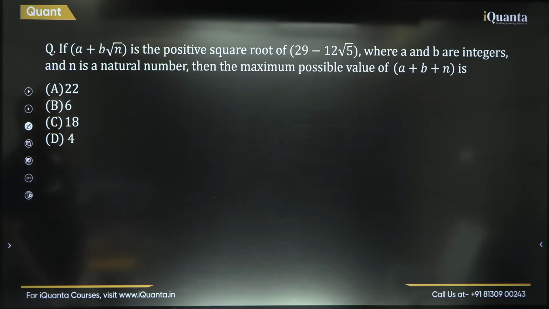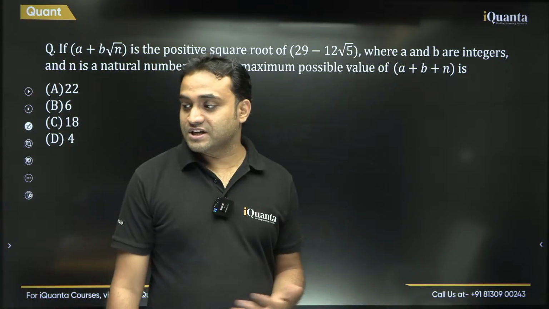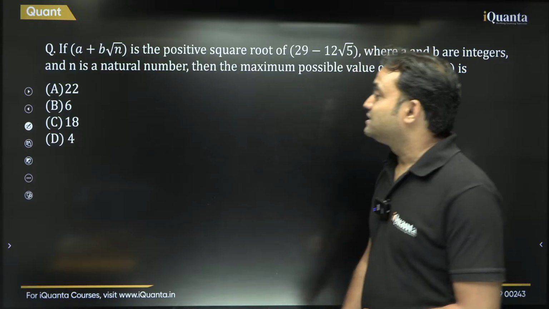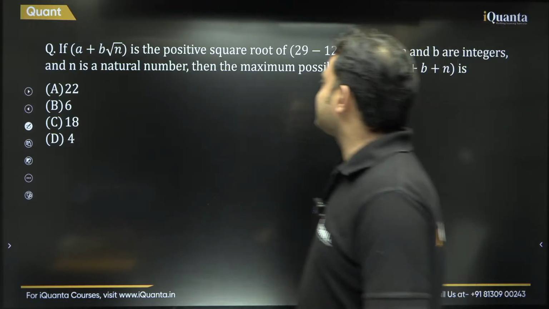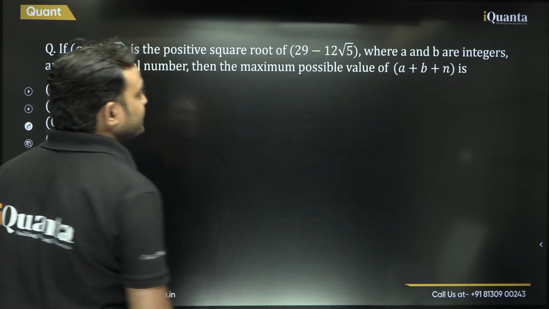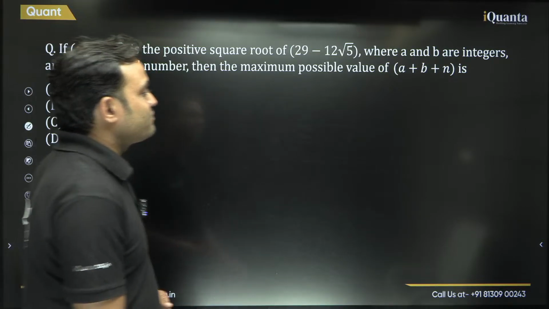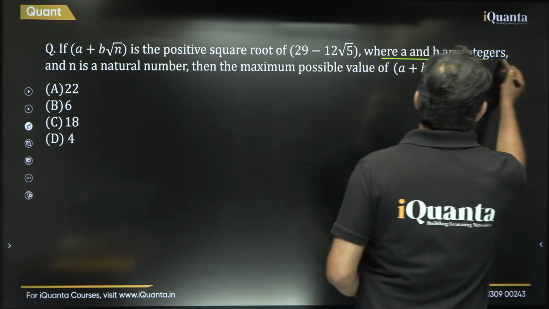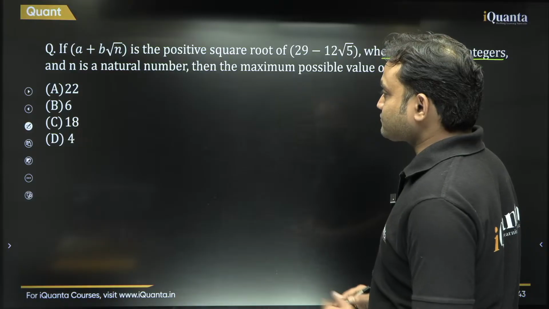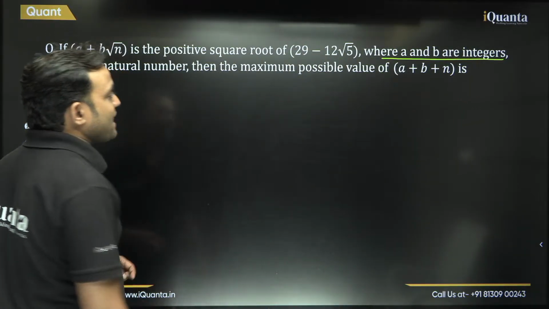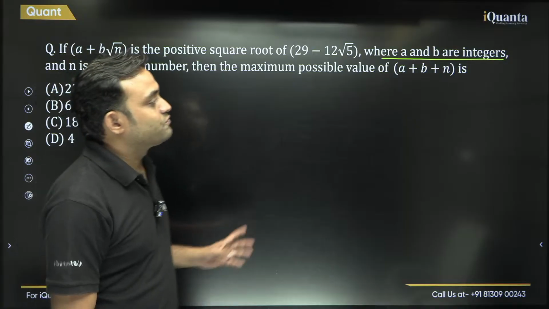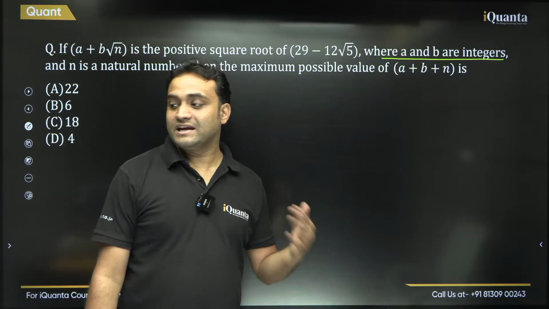So how do we solve this question? This question is from the indices and surds topic. If a plus b root n is the positive square root of 29 minus 12 root 5, where a and b are integers and n is a natural number, then the maximum possible value of a plus b plus n is.